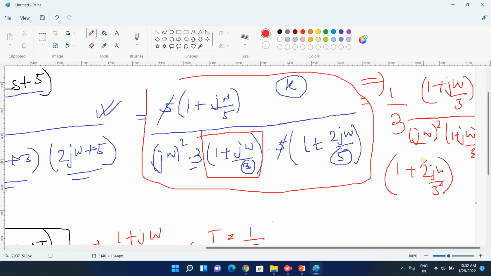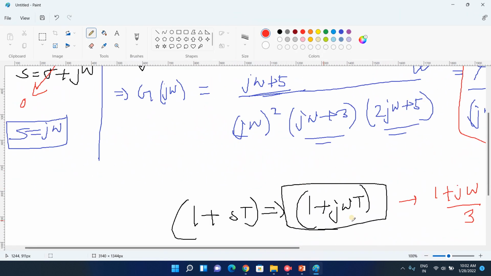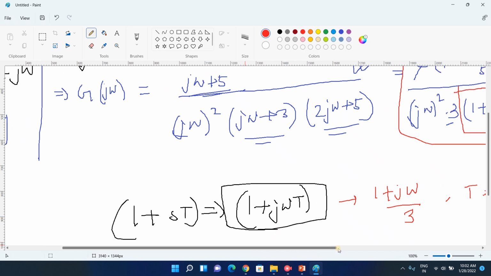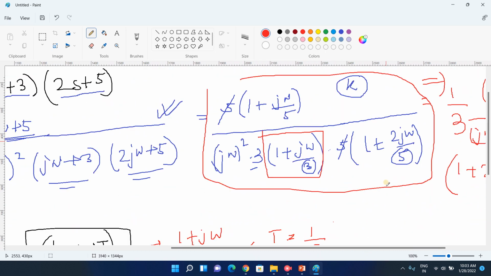Now you can proceed with this ultimate equation. The red color is the ultimate equation. You have to form it in this way. Now you can start with the Bode plot. So these are the steps. First of all, whenever you have a transfer function in S domain, you will convert it into frequency domain and simplify it in this particular format, that is 1 plus j omega t.